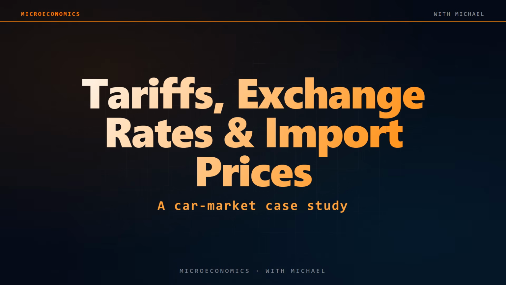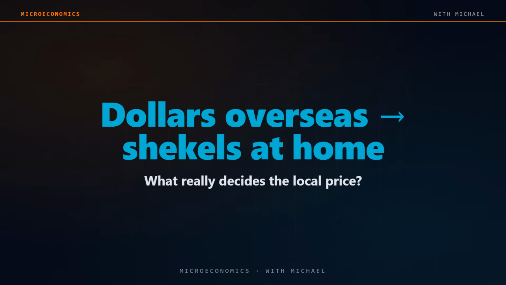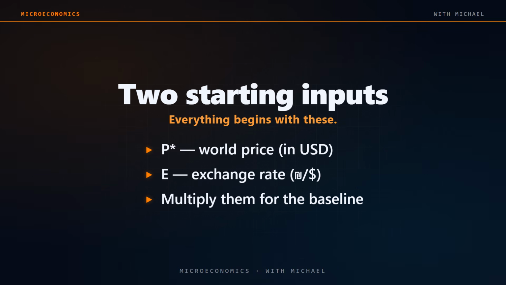Let's dive in. You might think it's a simple currency conversion, but as you're about to see, the journey from a dollar price tag in one country to a shekel price tag here involves a few really crucial steps. Let's walk through it with a real-world example. First things first, we need a starting point. And it all begins with two key pieces of information. What the car costs in its original currency, US dollars in our case, and the current exchange rate.